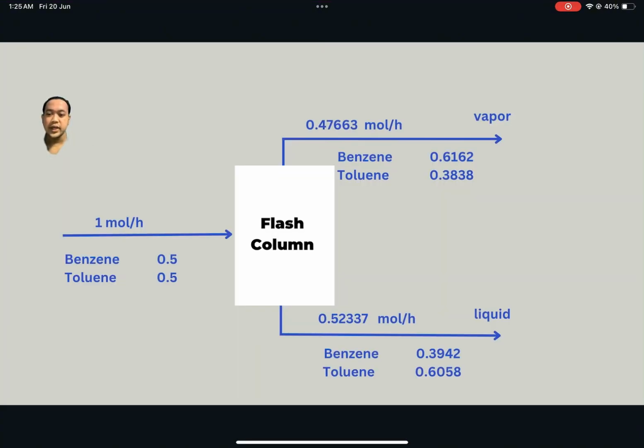Next, after we calculate the mole fractions for benzene and toluene in vapor and liquid, we will draw the flash column as shown below. First, we assume the mole in for the flash column is 1 mole per hour and it is equimolar in benzene and toluene. The vapor mole fractions for benzene and toluene are 0.6162 and 0.3838, while the mole fractions for liquid benzene and toluene are 0.3942 and 0.6058.